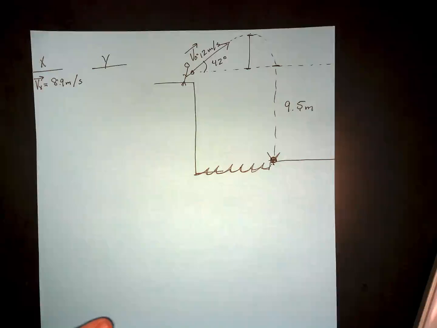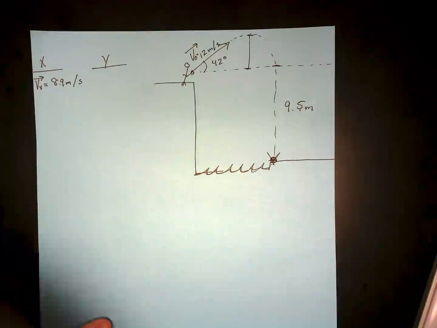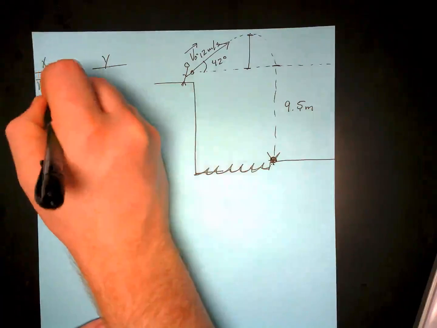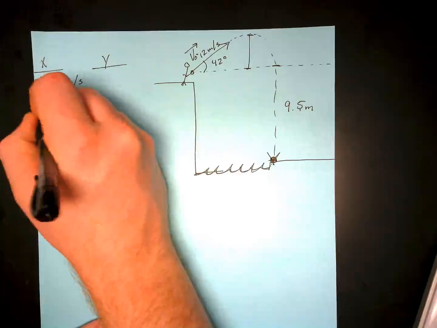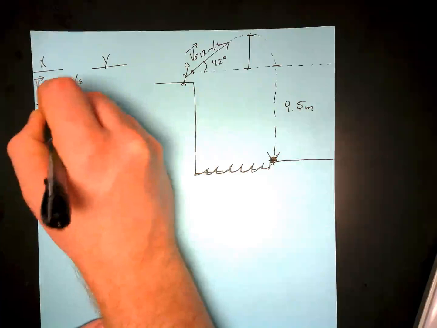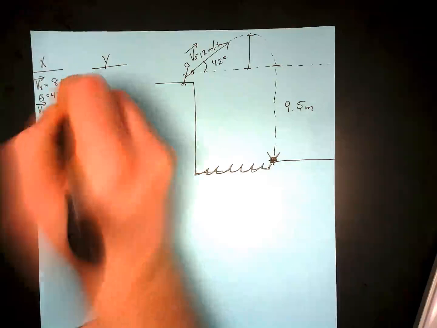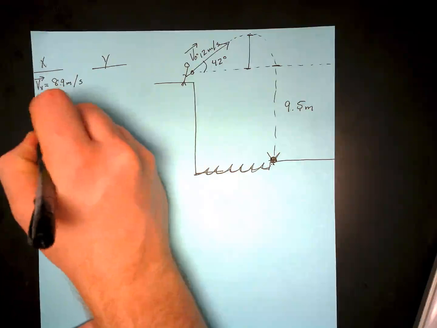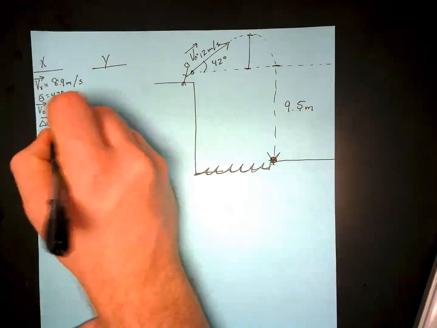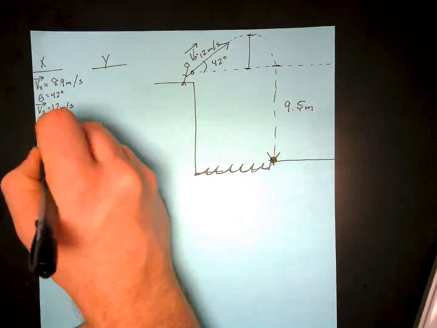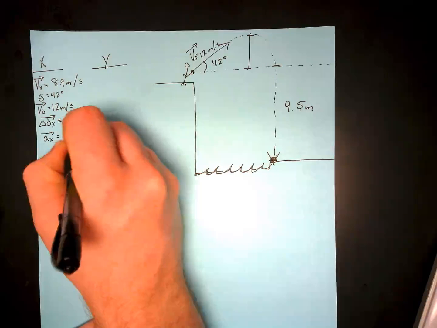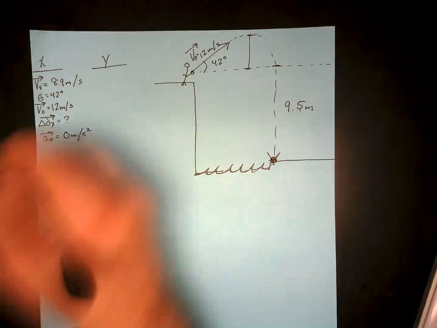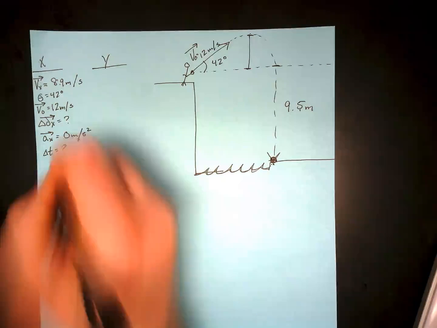Okay. What else do we have? Well, we've got theta, which, I guess if you want to write down the initial velocity, we've got that of 12 meters per second. Okay. What else do we have? Well, not much, trying to solve for this. You know that acceleration is 0 in the horizontal axis. I'm trying to solve for time.